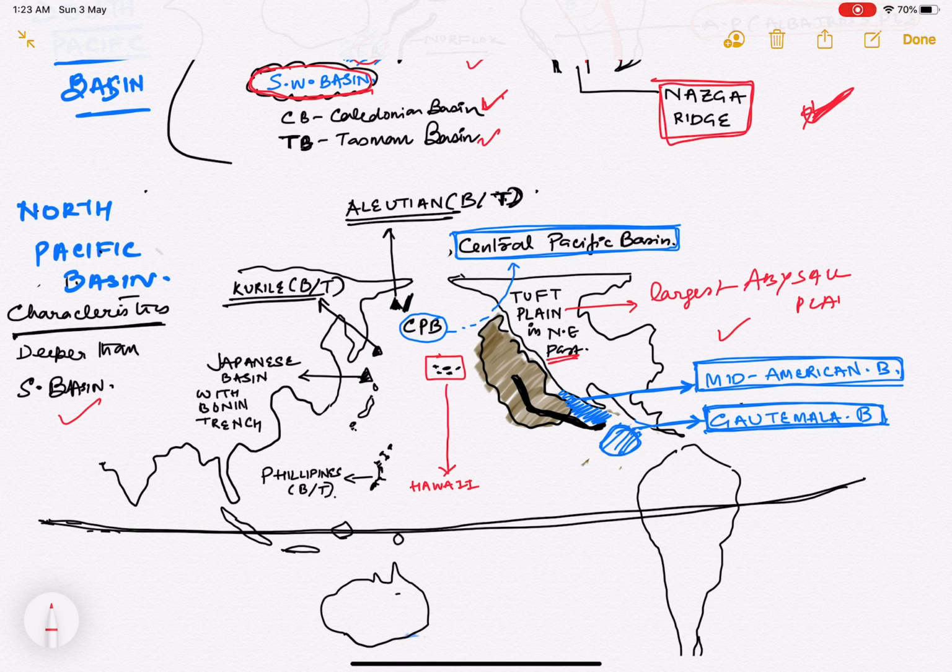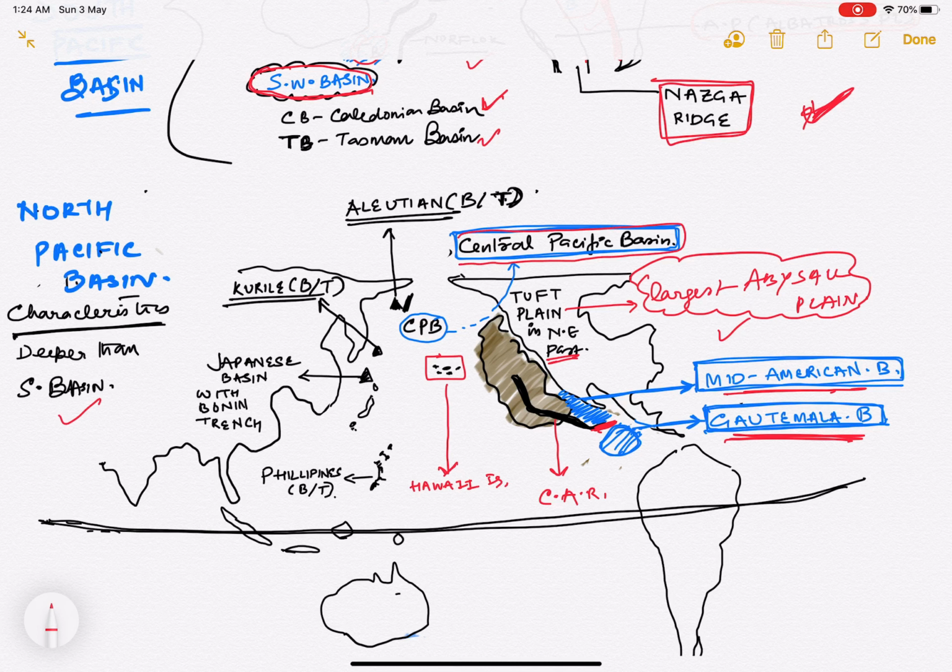I hope you remember that the abyssal plains are none other than your granitic plains. The tuft plain is the largest abyssal plain. The tuft plain is demarcated by the Central American Ridge. And this Central American Ridge is basically demarcating your Mid-American Basin and your Guatemala Basin. Next, as we move towards the east, we have the Hawaiian Island or the Hawaiian Volcanic Islands, which is demarcating your Central Pacific Basin.